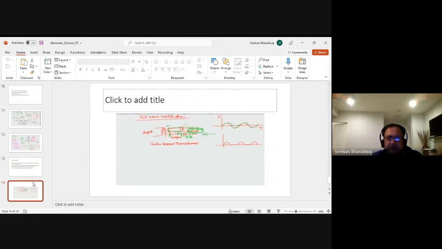So full wave rectification. See here, you have this one and that one. You have the input and then the output, and half the time this one is conducting, the other half of the time this one is conducting. You have this transformer, and on the other side of the transformer you have these two diodes. Therefore, you end up with a full wave rectifier. That is basically how these things are made to work.